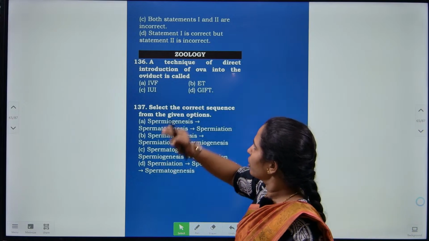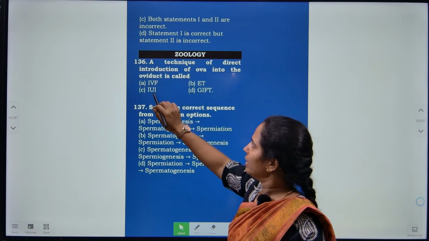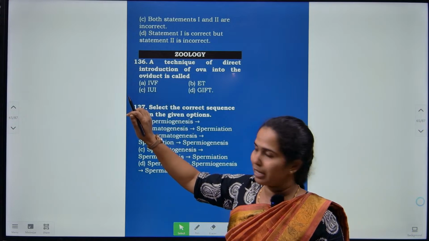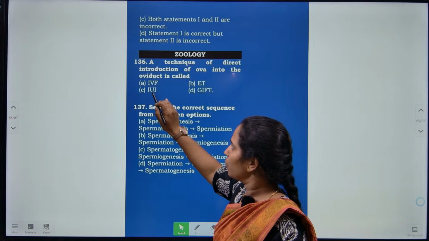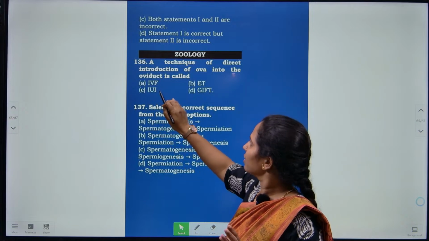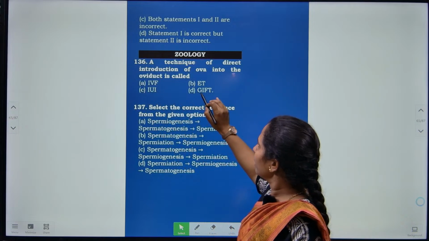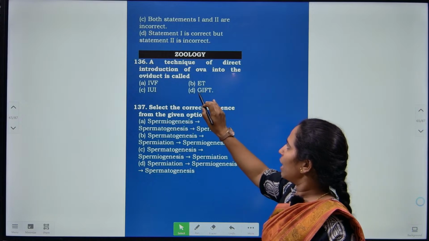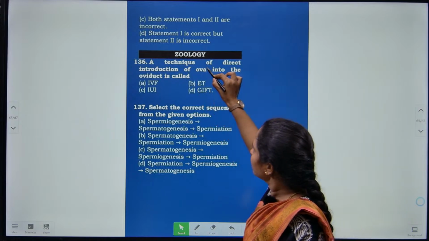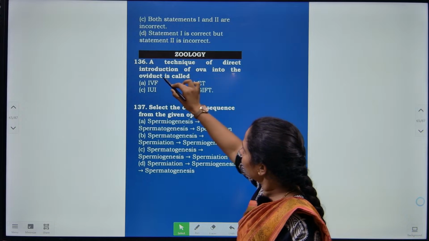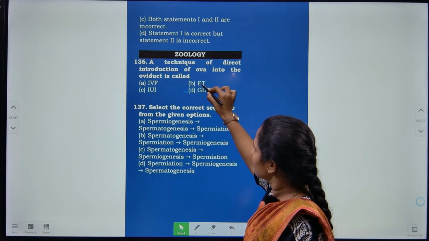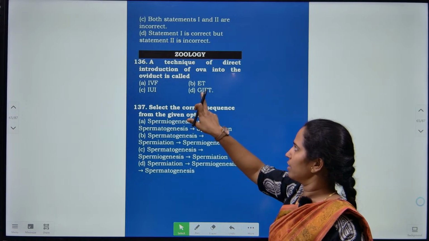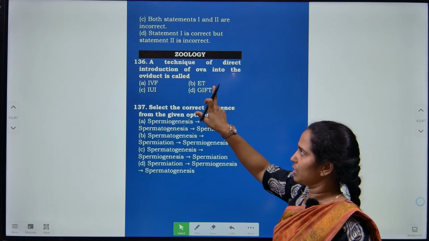So the right options to this question are whether it is IVF, that is in vitro fertilization, whether it is embryo transfer, or whether it is IUI, that is intrauterine insemination, or it is GIFT, that is gamete intrafallopian transfer. As we are transferring this ova into the oviduct or into the fallopian tube here, so the right answer will be GIFT, that is gamete intrafallopian transfer.